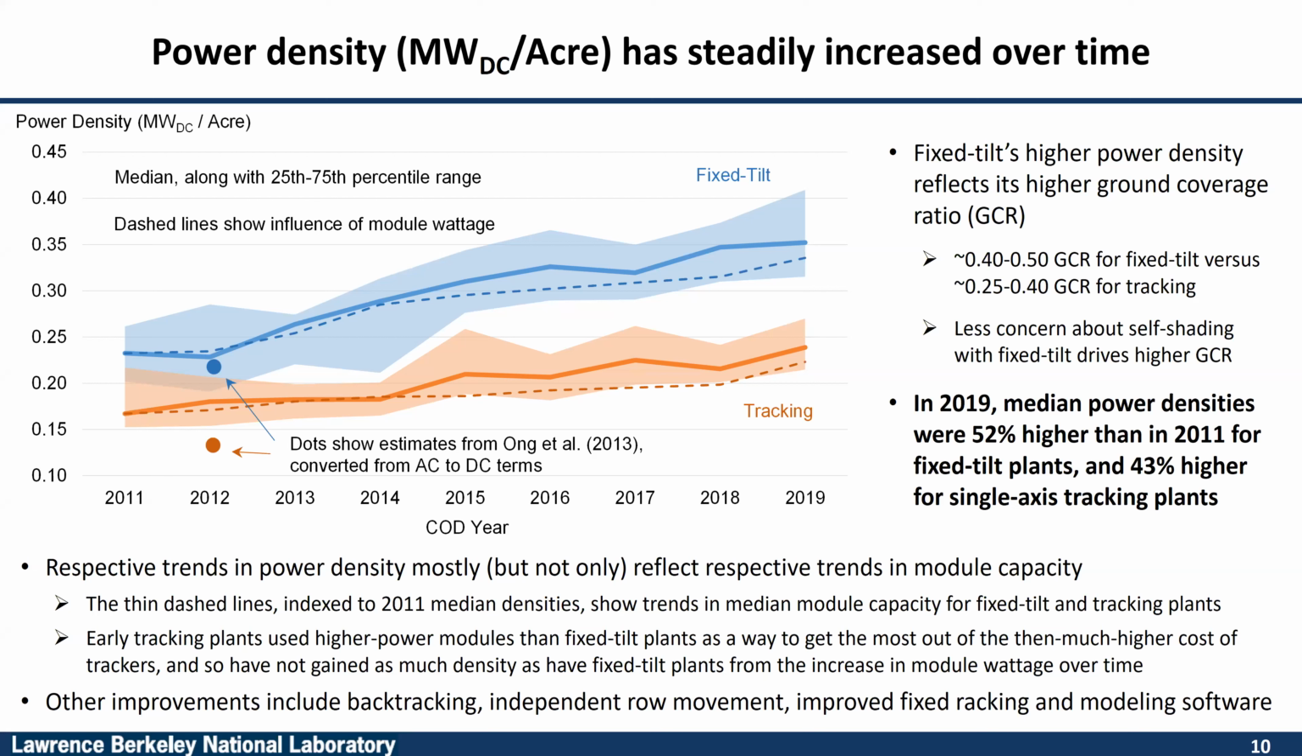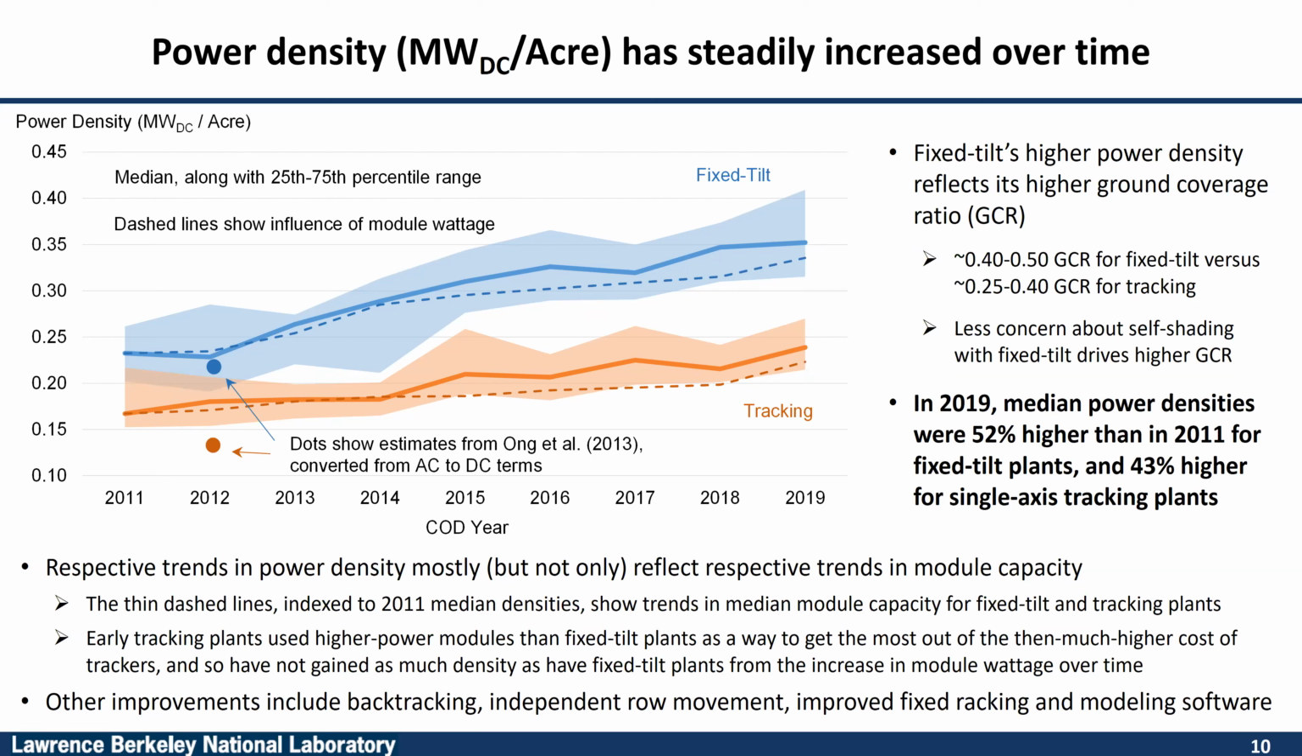The dashed lines that you see there show the influence of module wattage on power density, and the two circles back in 2012 show estimates from the 2013 NREL paper, included here really just for reference. So two aspects of this graph likely jump out at you.